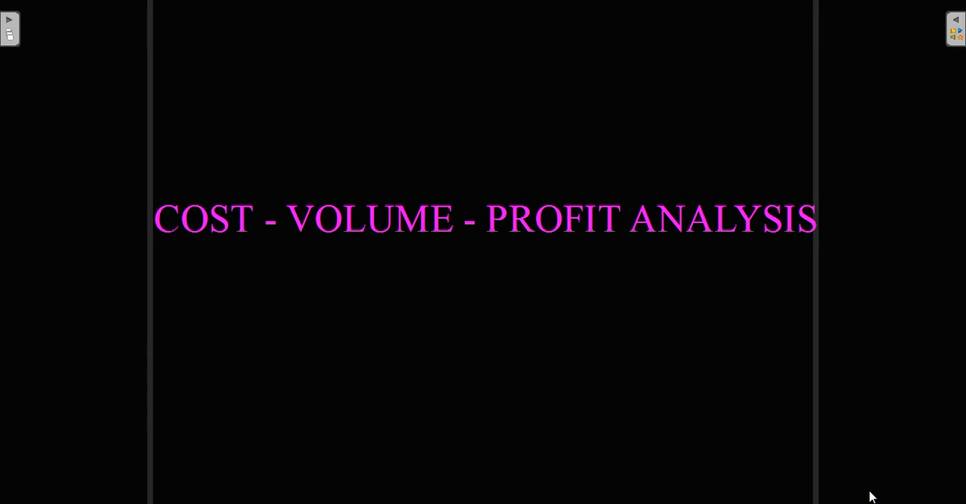In this video, we are going to discuss cost volume profit analysis. Cost volume profit analysis is the analysis of three variables. They are the cost, the volume, and the profit. This analysis measures variations of costs and volume and their impact on profit.